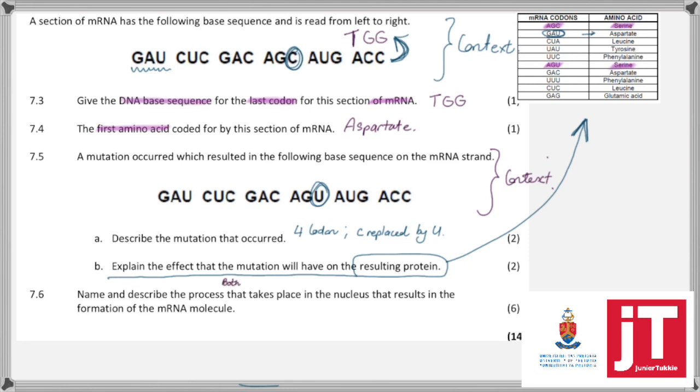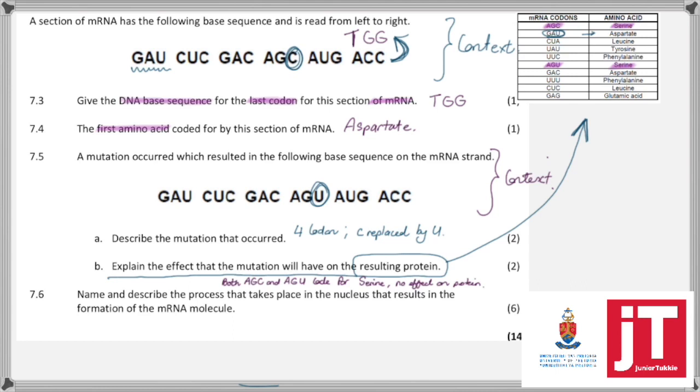So how do we answer this question? Well, both AGC and AGU code for serine. So this will not impact on the resulting protein at all. The resulting protein will be the same. And there's my 2 marks.